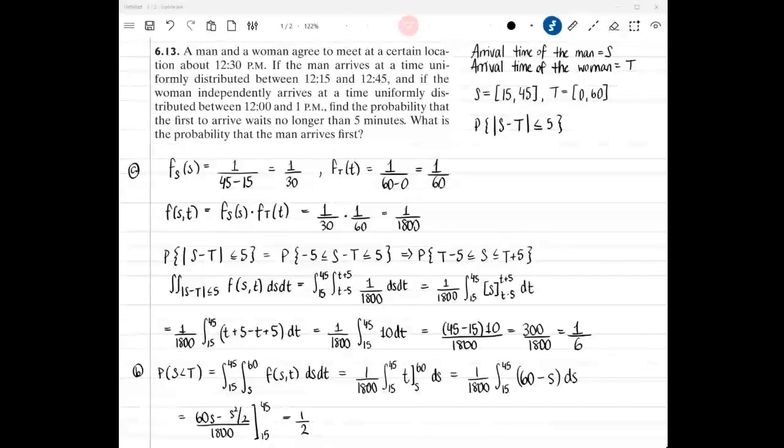Okay, so I am presenting question 6.13. It says a man and a woman agree to meet at a certain location at 12:30 p.m. If the man arrives at a time uniformly distributed between 12:15 and 12:45, and if the woman independently arrives at a time uniformly distributed between 12 and 1, find the probability that the first.